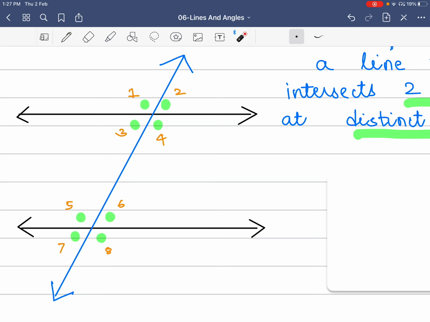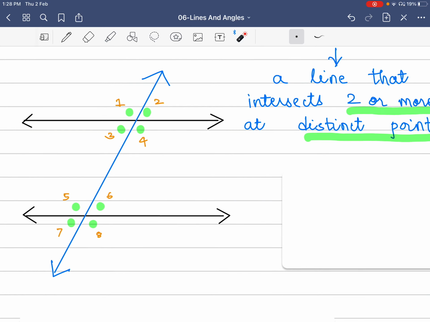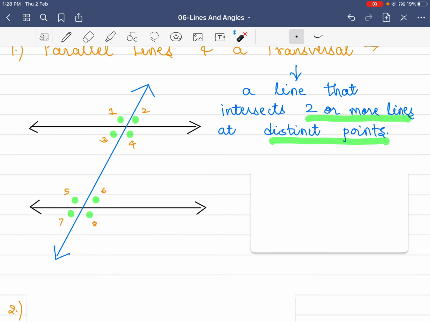It need not be just parallel lines. We are focused on parallel lines, but even if you have non-parallel lines, that is intersecting lines, the number of angles that the transversal makes with the two lines will always be equal to 8. This is a very important point because going ahead we are going to focus on the properties of these 8 angles with each other and how they are related to each other.